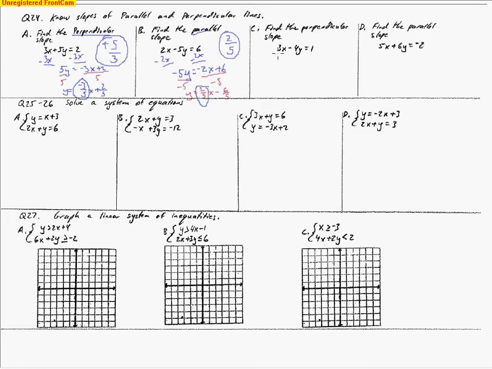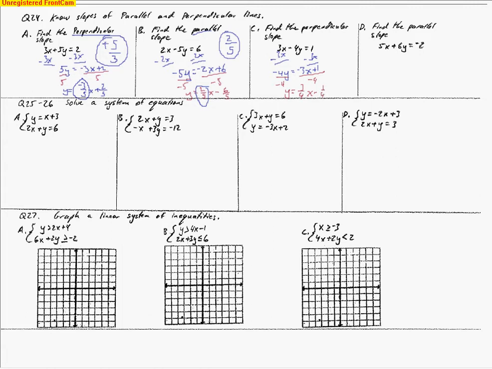So again, all you're going to do is get y by itself. You're going to have to do that on your test. And once we do that, we got negative 4y equals negative 3x plus 1. So all you're going to do is divide by the negative 4. That'll get the y by itself. So we're left with y equals 3/4 x minus 1/4.